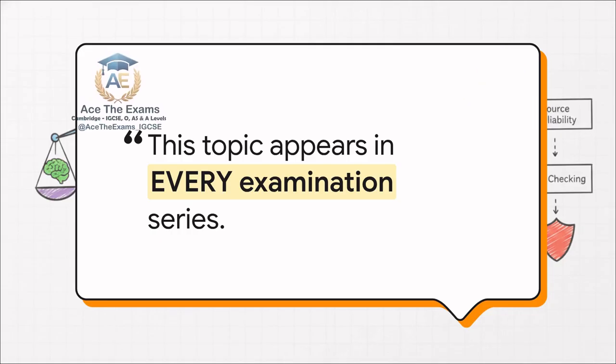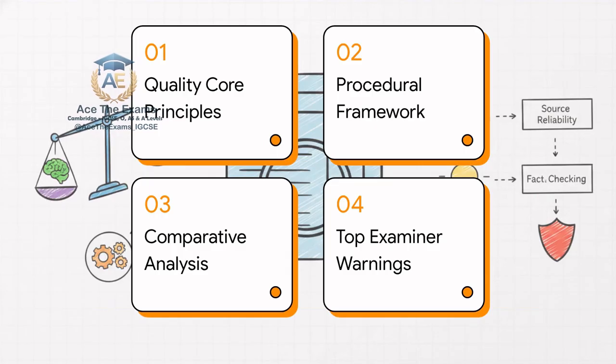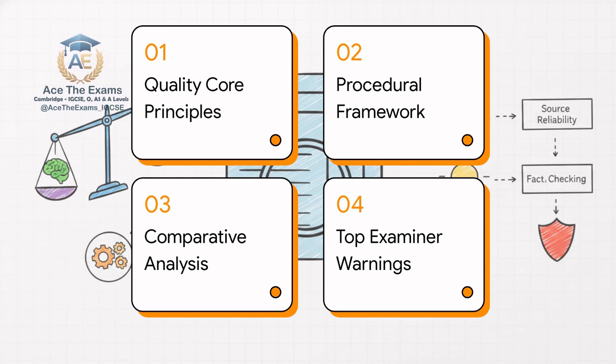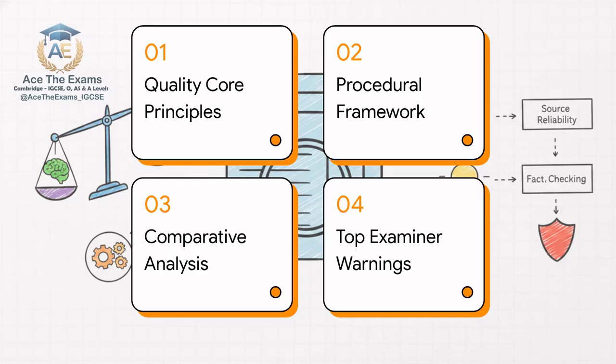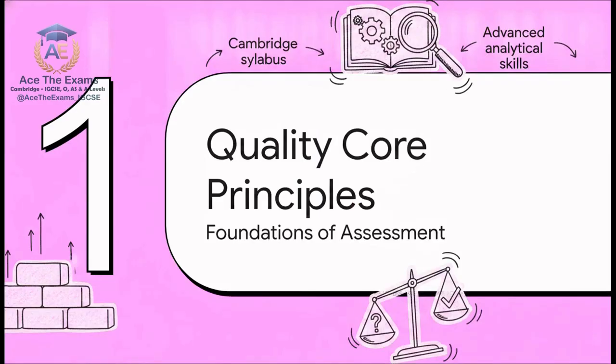Let's keep going. All right, here's our blueprint for today. We're hitting 4 key areas. 1. Quality core principles. 2. The procedural framework. 3. Critical comparative analysis. And 4. Top examiner warnings. Starting off with Section 1, Quality Core Principles, the absolute foundations of the assessment.